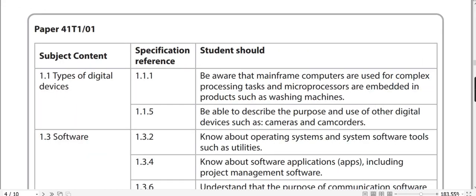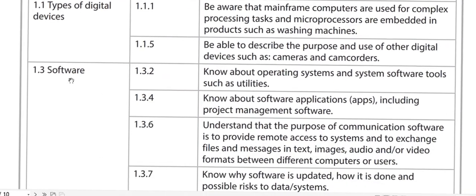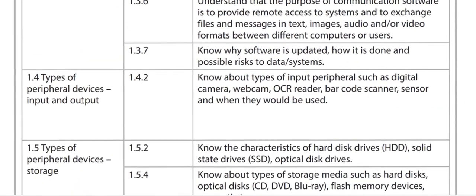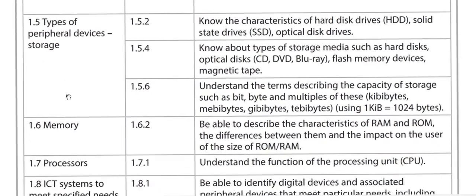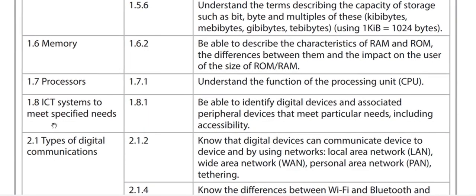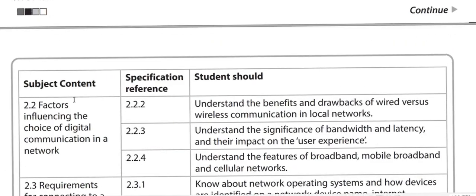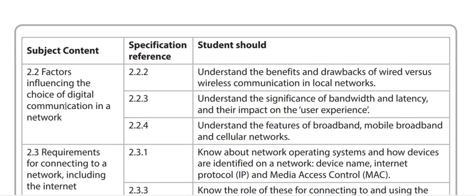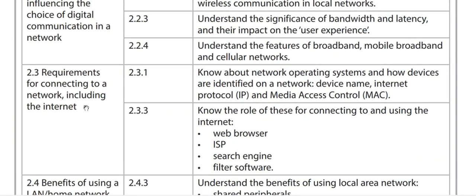That is paper IT1/01. So we have types of digital devices, software, types of peripheral devices, input and output, types of peripheral devices, storage, memory, processor, ICT systems to meet specified needs, types of digital communication, factors influencing the choice of digital communication, and in network, requirements for connecting to the network.